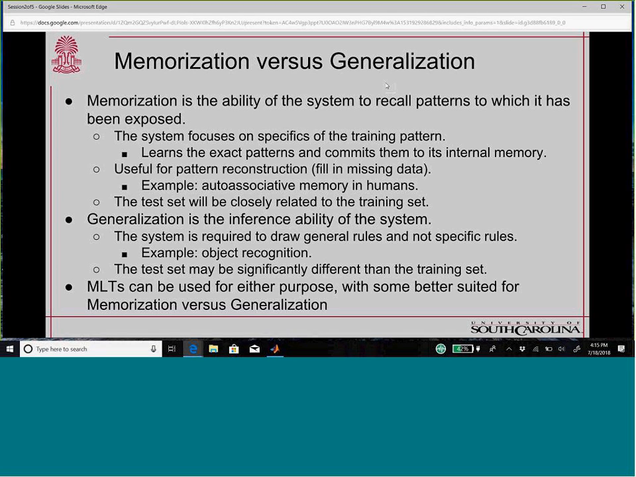Most of the time, more than 95% of the time in my experience, people are more interested in generalization rather than memorization. We want to present some example instances, and we want the system to generalize and be able to handle situations that it has not seen before.